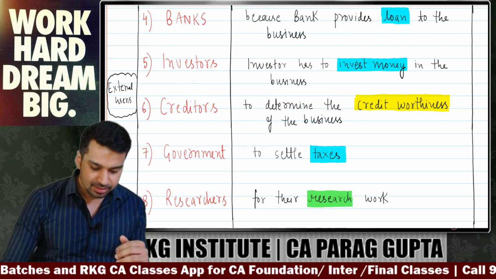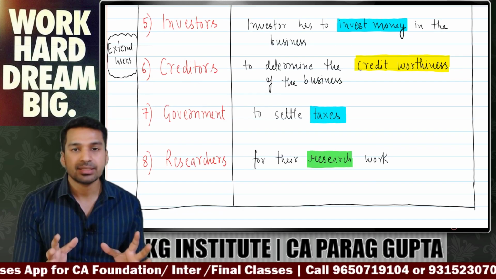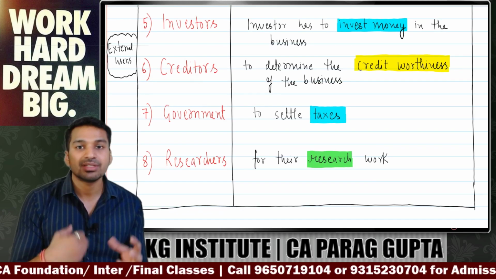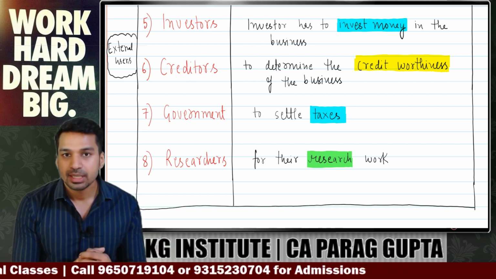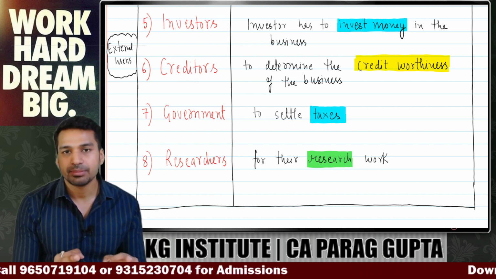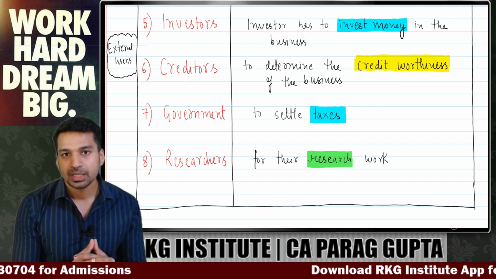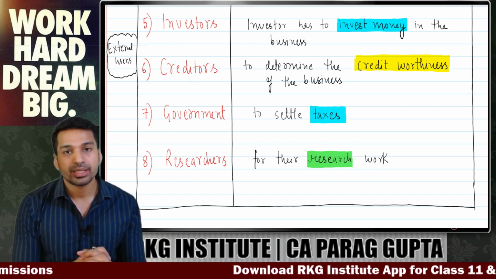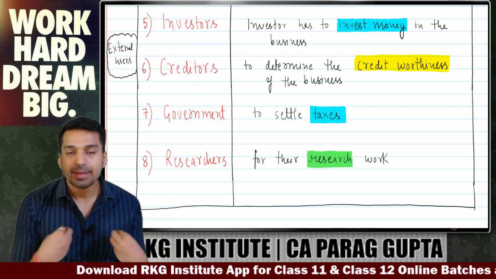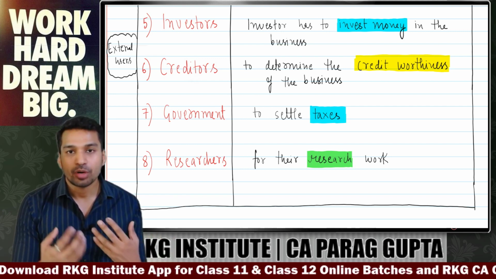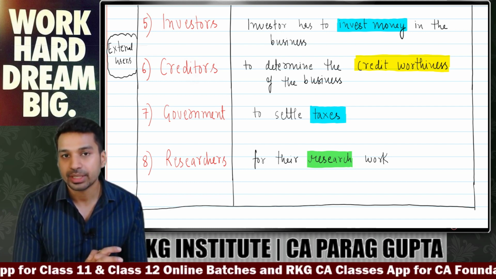Number 6, creditors. Who are creditors? We will be studying that in the later part of the chapters. But creditors are the persons who give us credit. Like, I have purchased some goods from a person and I have promised him to pay the amount after 3 months. So he is my creditor. Now, why is he interested in our accounting information? Because he wants to know my credit worthiness, whether I am eligible or whether I am capable of returning his money or not. That is why he is also interested in our accounting information.